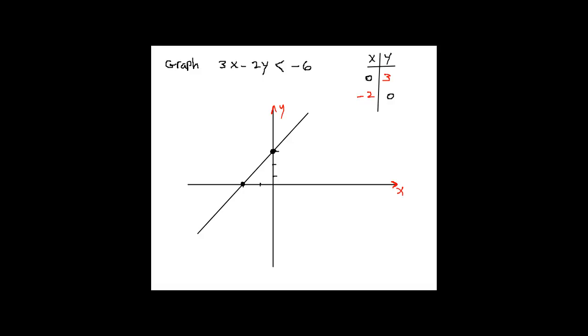Now you can make this a solid line if it says equal to, and a dotted line if it doesn't say equal to. So let's make it equal to so you can have a solid line. Now the question is, is the solution to the right or left of this line, or above or below this line? Can somebody tell me how we can find which side is the solution?